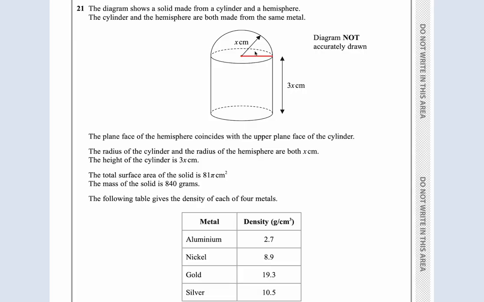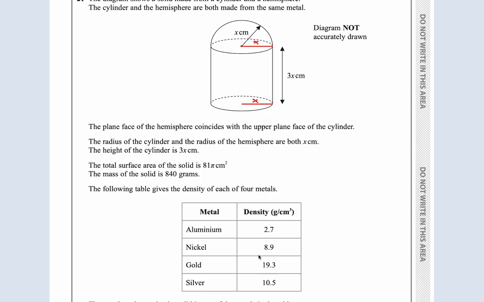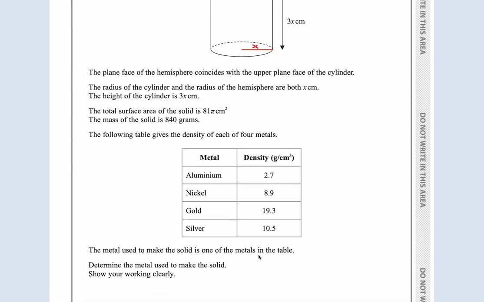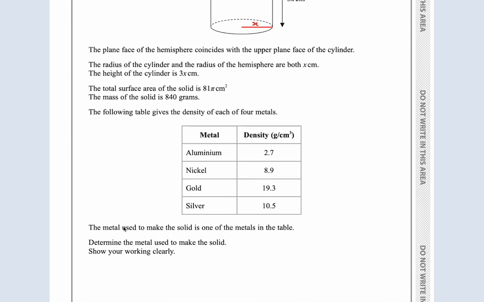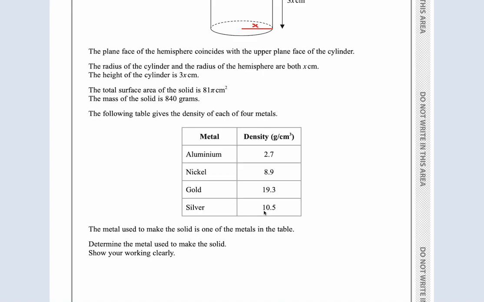Here, this is also x. And then obviously this is x, because it's all just the same radius. He says the total surface area is 81 pi. The mass of the solid is this. The following table gives the density, right? So this is obviously a very tricky, long question, guys. Density of 4 metals. We need to determine which metal is used to make the solid.